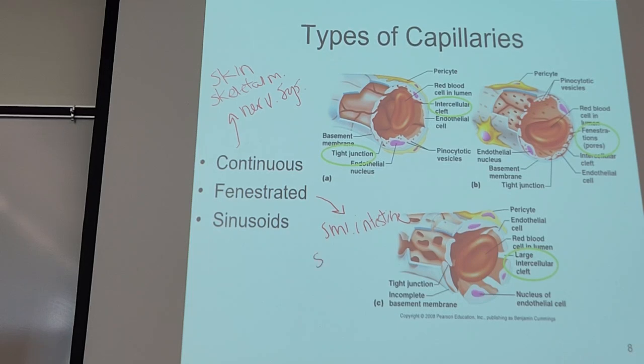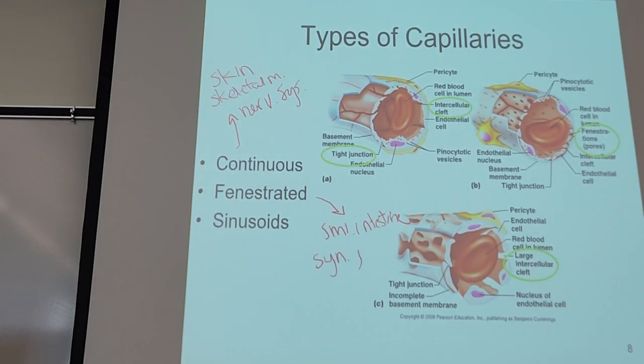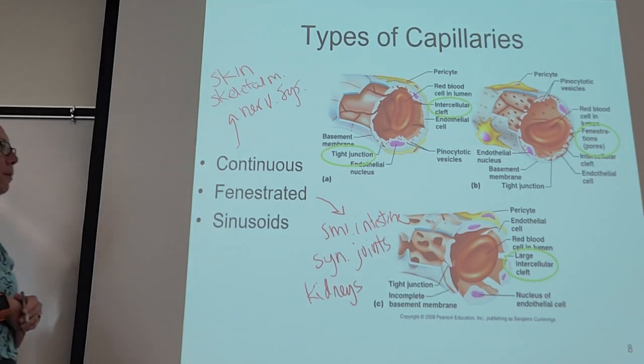You can find this in synovial joints. Okay, because synovial fluid is a direct derivative of what? Blood. I asked you that on an extra credit question. And then you can also find these in the kidneys. And the kidneys are your main filtering organs of your blood, so the capillaries are going to be a little bit more leaky there.